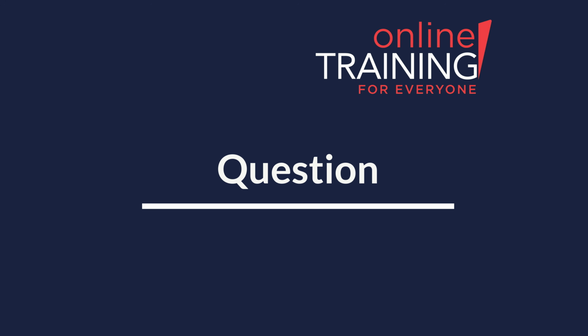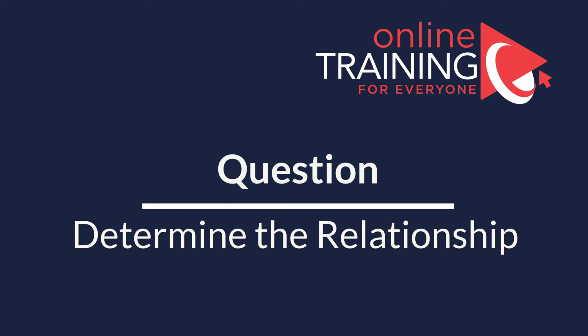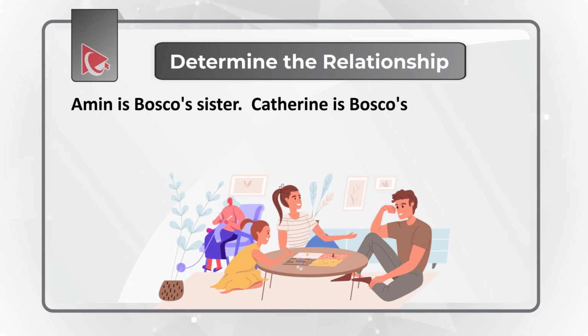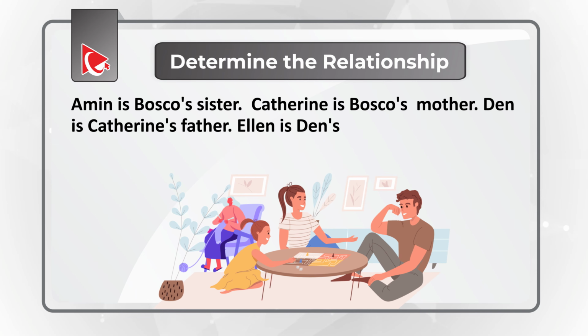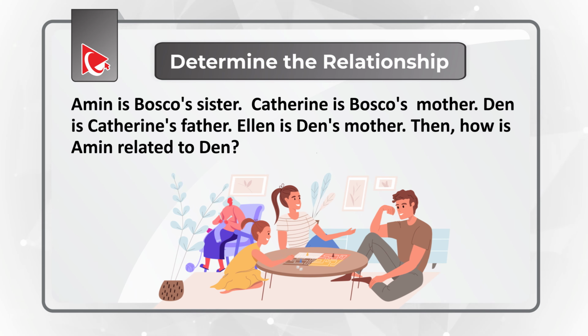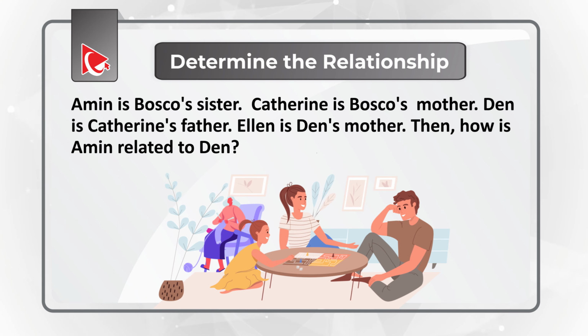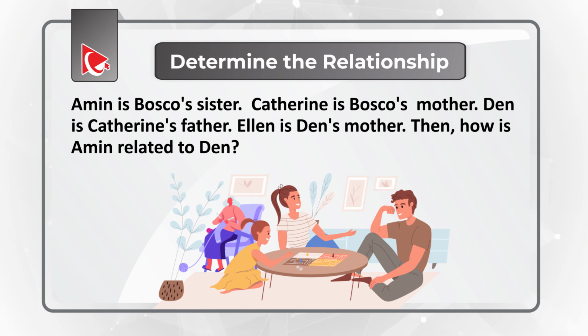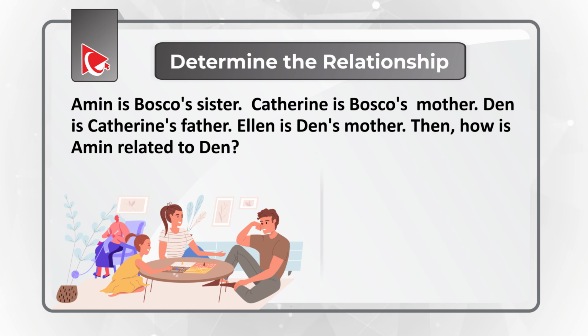Here's an interesting challenge where you need to determine the relationship between family members. Amin is Baska's sister. Catherine is Baska's mother. Dan is Catherine's father. And Alan is Dan's mother. You need to determine how Amin is related to Dan. And you have 4 different choices.